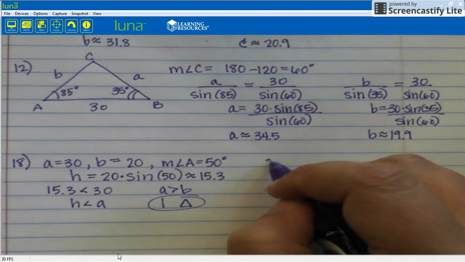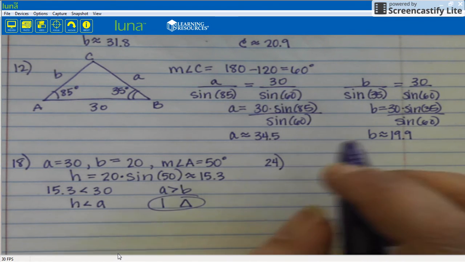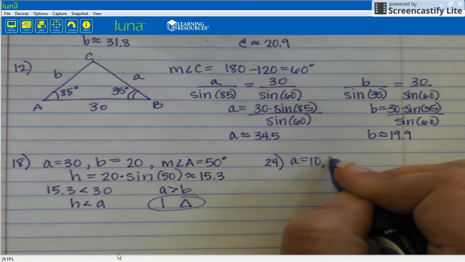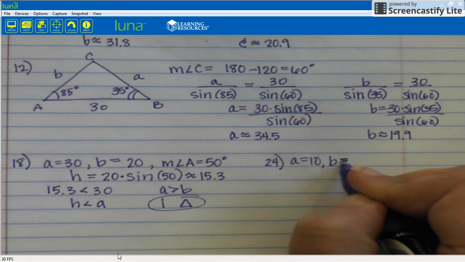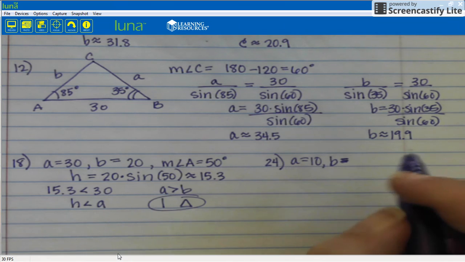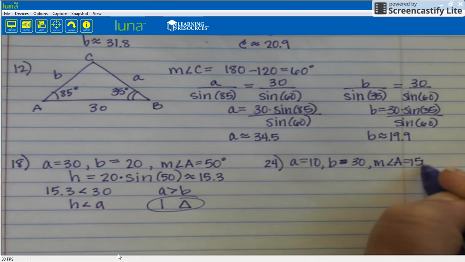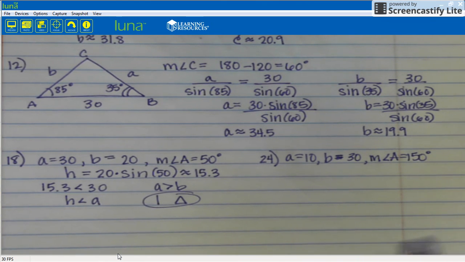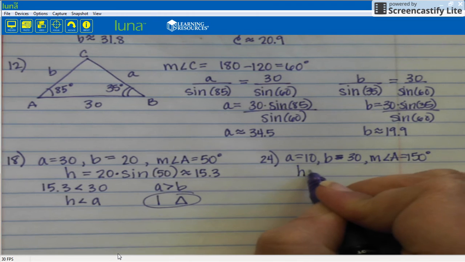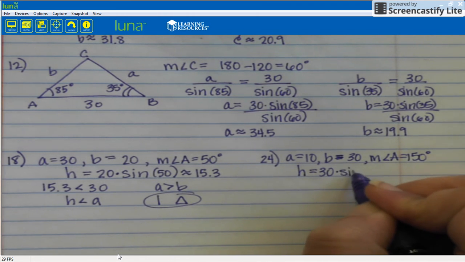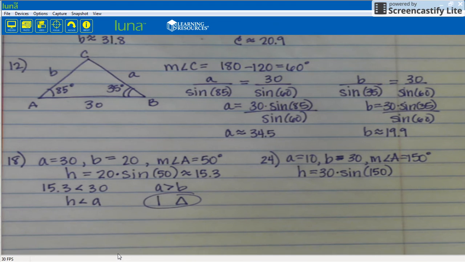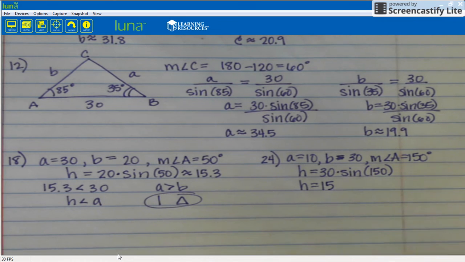In number 24, we have a equals 10, b equals 30, and the measure of angle A is 150 degrees. Well, when this happens, we're obtuse, so we can either be one triangle or no triangles. So we have our height is going to be 30 times the sine of 150, and that's going to give me a height of 15.